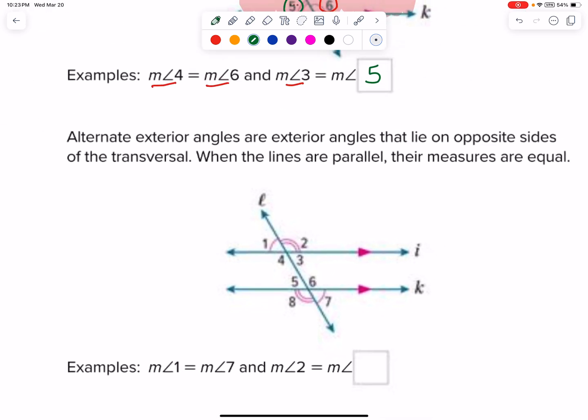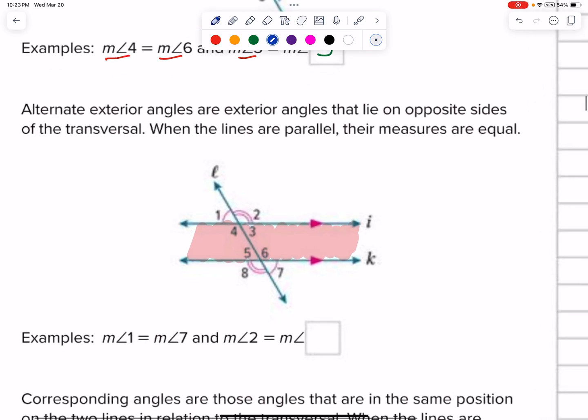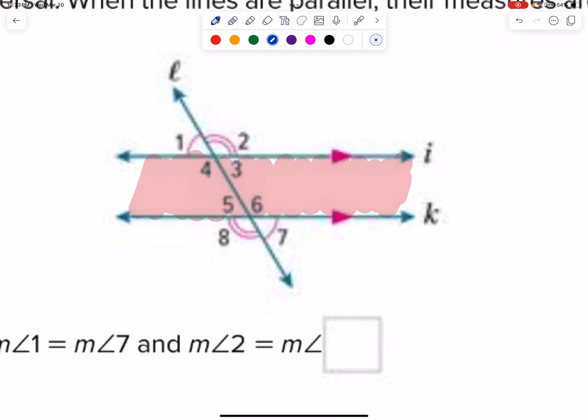So when we're talking about alternate exterior now, again, I want you to highlight the interior. So everyone grab your highlighter and do that. And then let's go ahead and make some labels here. So alternate exterior is this angle, and it's equal to that one. So angle 1 and angle 7 are alternate. They're on opposite sides of the transversal, and they're exterior.